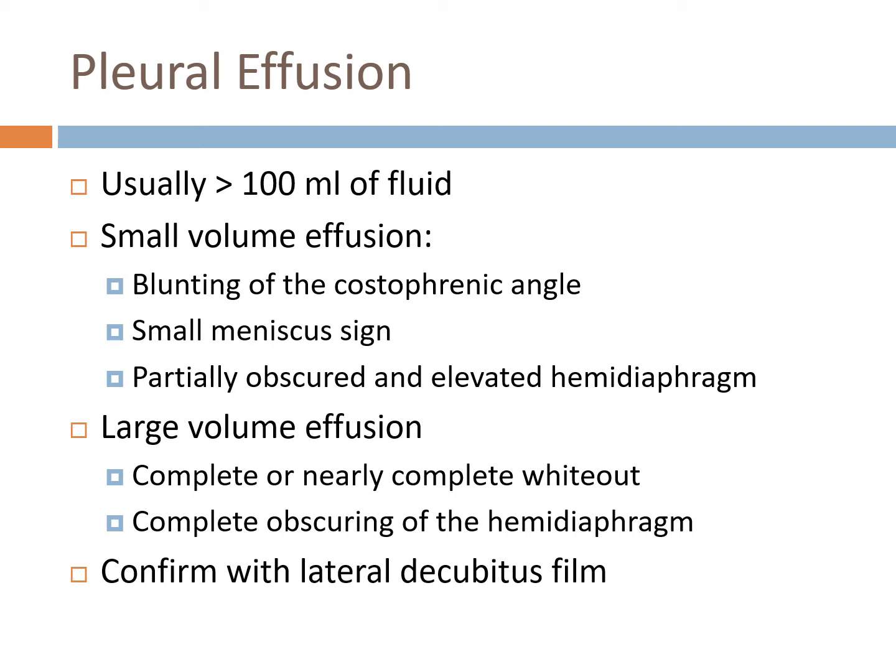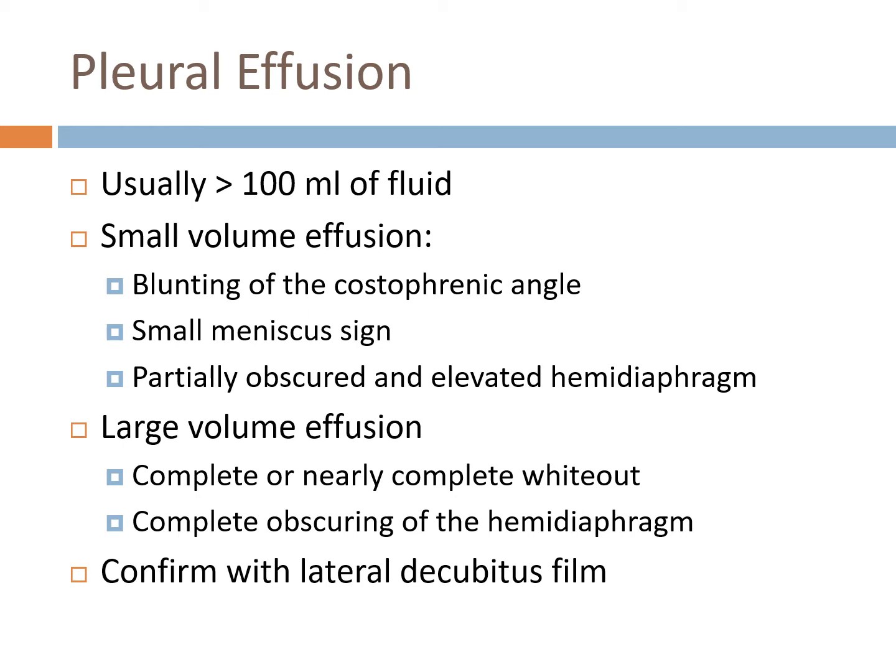You might have that small meniscus sign, which is kind of like that little dip, not quite like a new moon, but just a real slice, like a sliver, maybe like an orange slice. A partially obscured and maybe elevated hemidiaphragm. Again, it depends on the size of it.